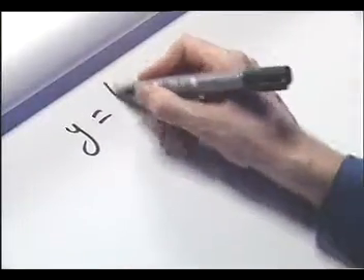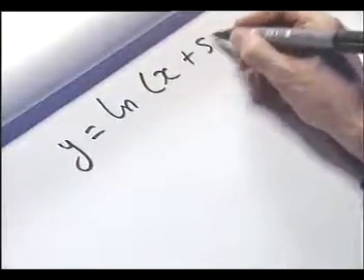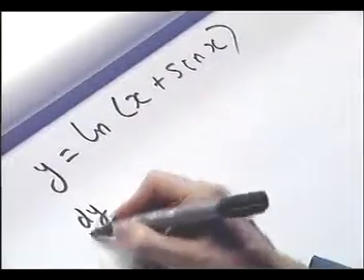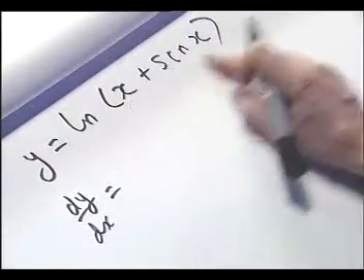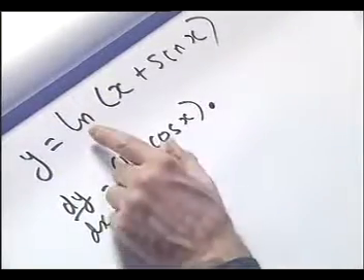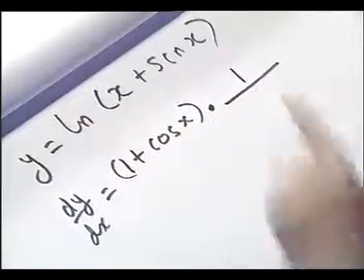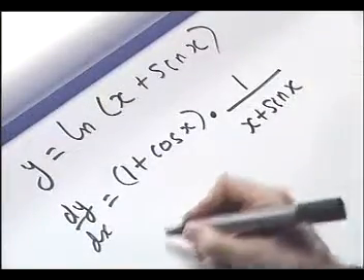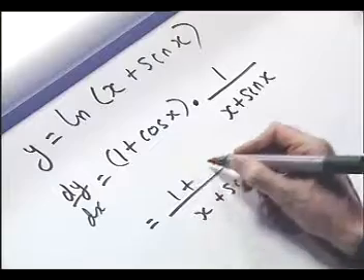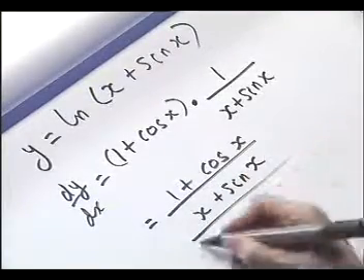Take one final example. Let's take y equals the log of x plus sine x. We can identify this as our g of x. So dy by dx is equal to, we can write down the derivative of this, 1 plus cos x times by, and now we want the derivative of log. Well, the derivative of log of u would be 1 over u. So this is 1 over, and this is the u, or the g of x, 1 over x plus sine x. And it'd be untidy to leave it like that, so we move that numerator, 1 plus cos x, so it's more obviously the numerator of the fraction.